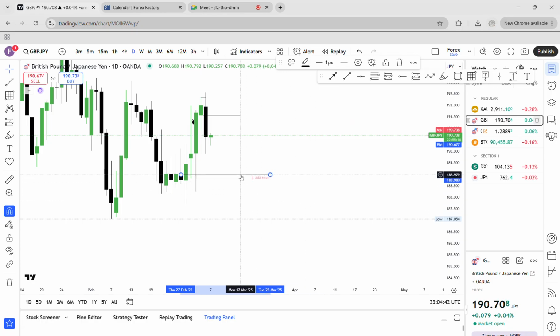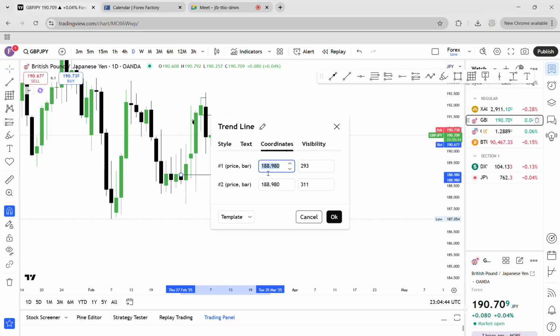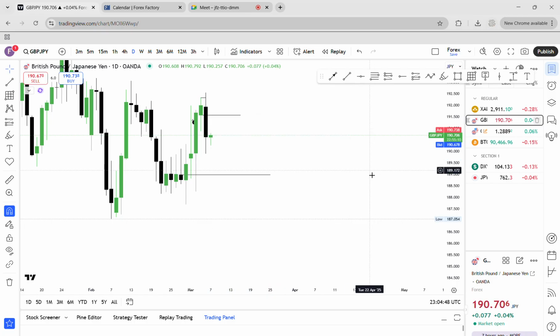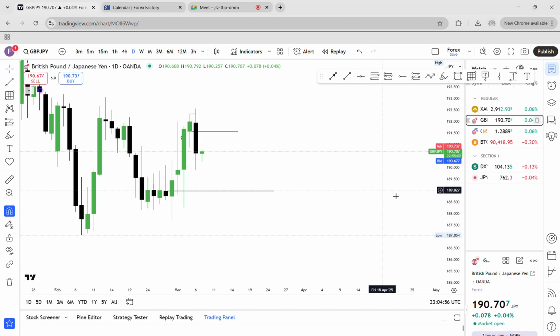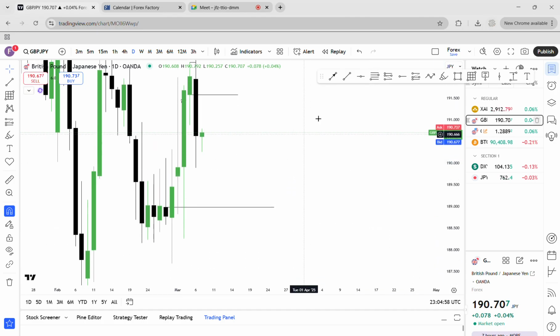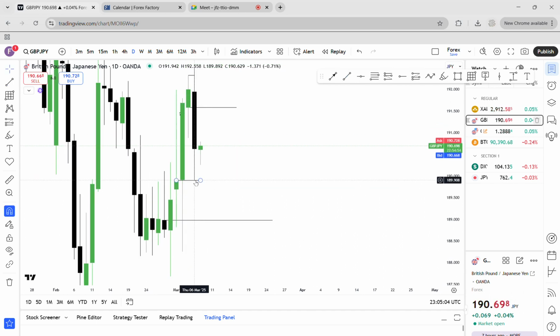What is this? I said 188.980 or 188.900. What is 188.900? Right here, the same area. So you already have a point of interest in GJ. What is this area? Open and close level. Where does the market return? It returns from this open and close level. It's a point of interest to where? Back into a point of interest.